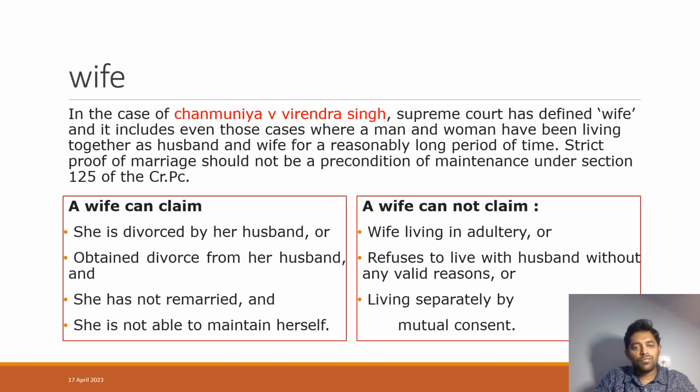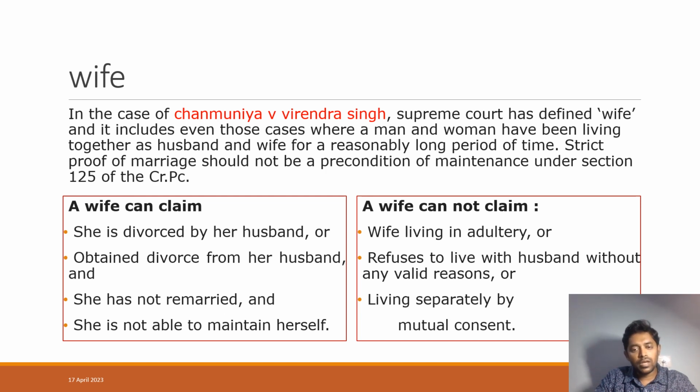Wife. In the case of Chanmunia versus Virender Singh, the Supreme Court has defined wife, and it includes even those cases where a man and woman have been living together as husband and wife for a reasonably long period of time. Strict proof of marriage should not be a precondition of maintenance under Section 125 of CrPC. A wife can claim maintenance if she is divorced by her husband or has obtained divorce from her husband, and she is not remarried and she is not able to maintain herself.